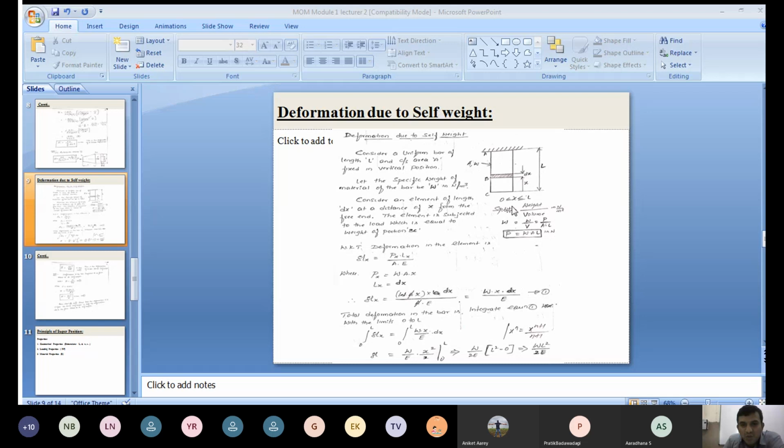I think you studied this formula. Specific weight means weight per unit volume, right? What is the unit of specific weight? Newton per meter cube. You have density, three types of densities are there. One is mass density, second one is weight density, and third one is relative density. I think you might have studied this in physics, right?